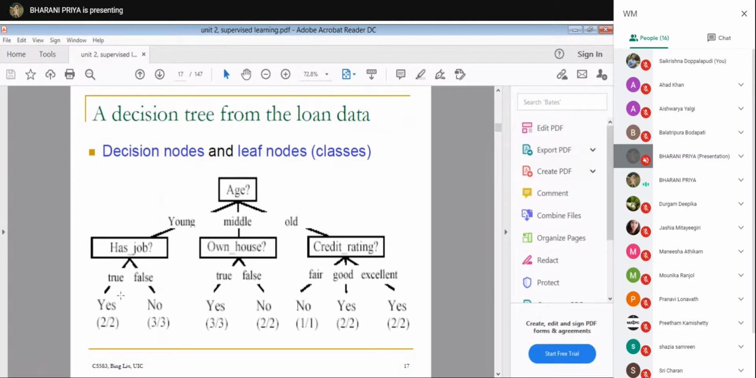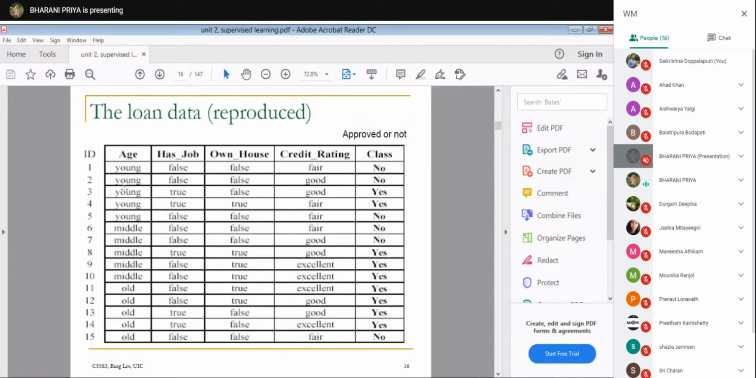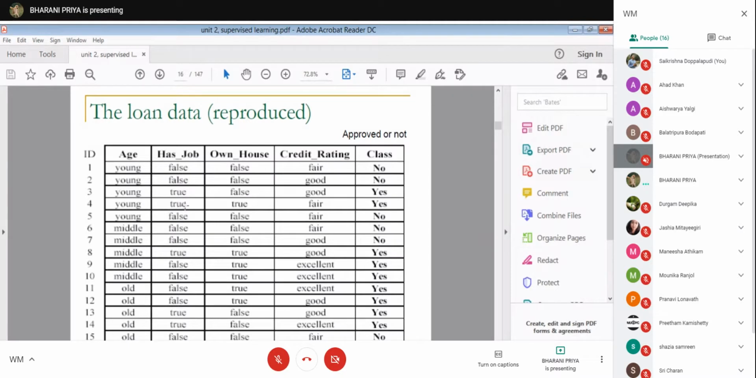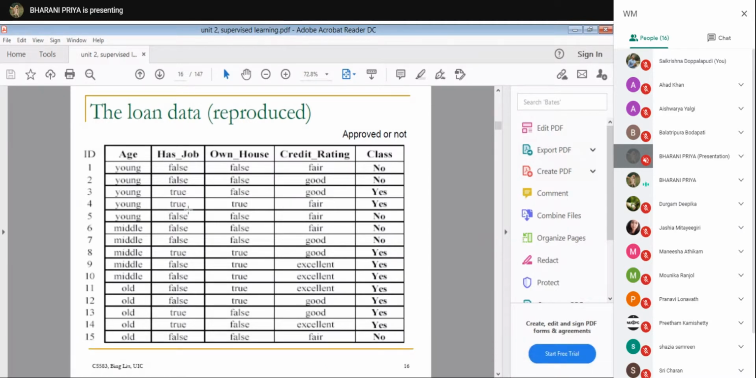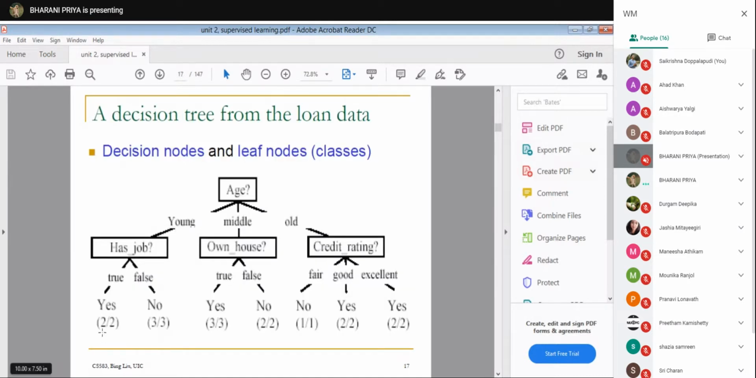Age young has job true. How many records are there? Age young and has job true. Two records are there, right? Age young and has job true, you have these two records, third and fourth. Out of two records, how many values are yes? 2. Have you understood? Out of two records, how many class values have the value yes? So 2 by 2.